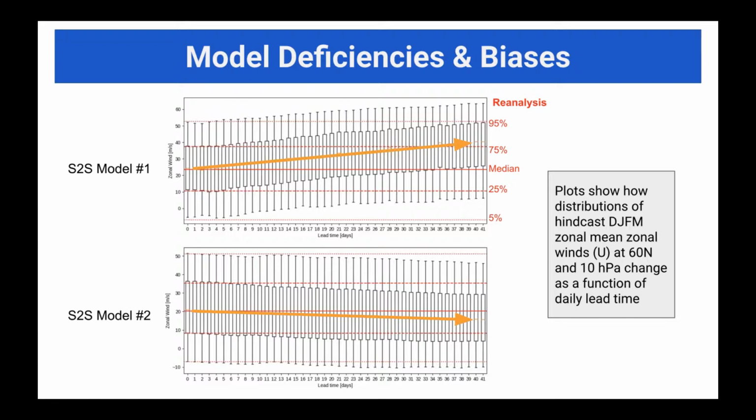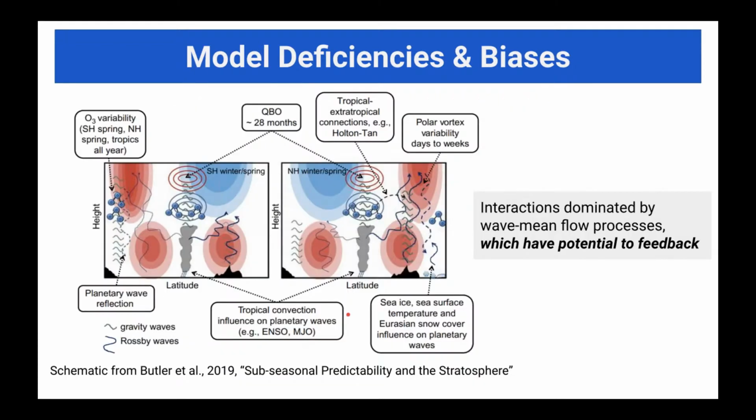And so, something like this is thought to have a negative impact on the ability of models to skillfully forecast or represent the MJO. So these two examples related to the polar vortices and the QBO bring up the issue of model deficiencies and biases in the stratosphere. So here I'm showing how distributions of stratospheric zonal mean winds representative of the Arctic polar vortex change as a function of lead time for two different subseasonal models. And these are real results. I'm just not specifying which models these are, but you could see the distinctly different biases.